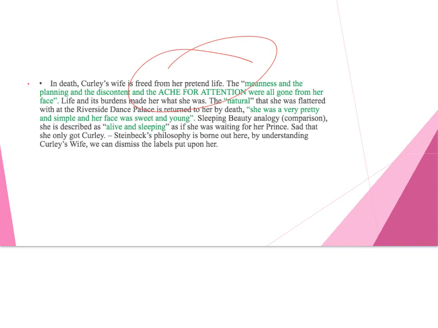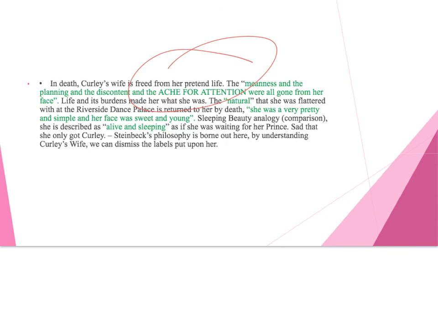And the only way that she could get that was by using her body. The only way that she could get that was by trying to exert some power over some people who were weaker than her. But they were all gone from her face. So life and its burdens, it was her life that made her who she was, or who she presented as, because that wasn't actually who she was. And the natural that she had been flattered by in the Riverside Dance Palace returned to her in death. She was very pretty and simple, and her face was sweet and young.